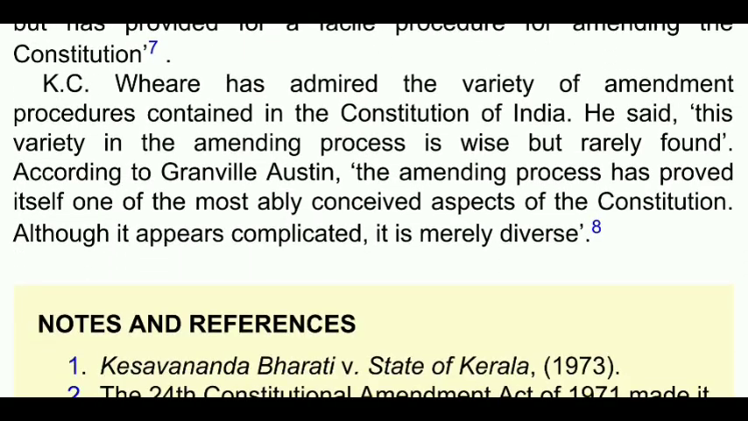K.C. Wheare has admired the variety of amendment procedures contained in the Constitution of India. He said this variety in the amending process is wise but rarely found. According to Granville Austin, the amending process has proved itself one of the most ably conceived aspects of the Constitution. Although it appears complicated, it is merely diverse.